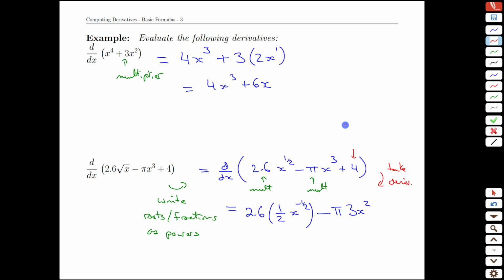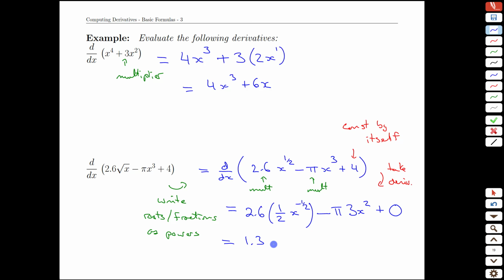Last but not least though, we have a constant by itself. 4 as a function has 0 slope, so when we take the derivative, which is calculating the slopes, we get a 0. Just be aware of that distinction. Multipliers of functions, they stay around. Constants by themselves, their derivative is always going to be 0.